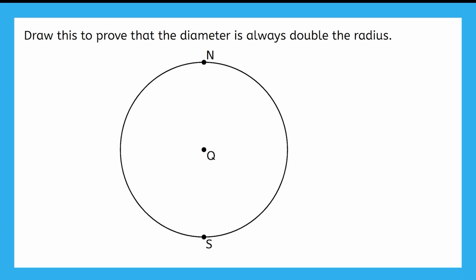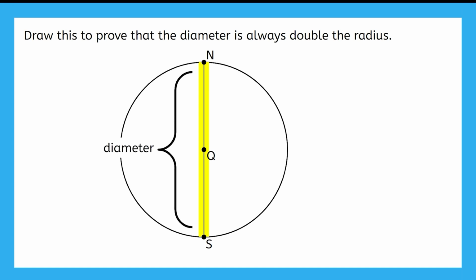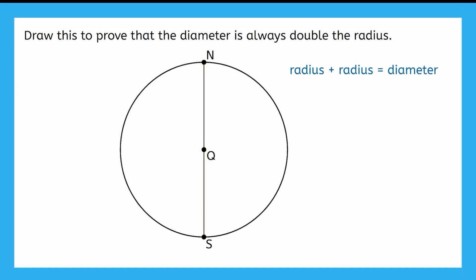First, draw a radius going from the center, Q, to point N at the top. Now, draw another radius from Q down to the point at the bottom, S. What is this line called? A diameter. It goes through the center, across the whole circle. That means that the radius plus the radius equals the diameter. So to find the diameter, if you're given the radius, just do 2 times the radius. Using variables, we would say 2r equals d.